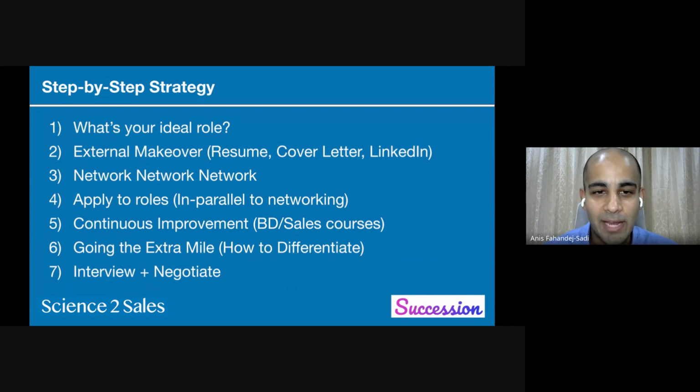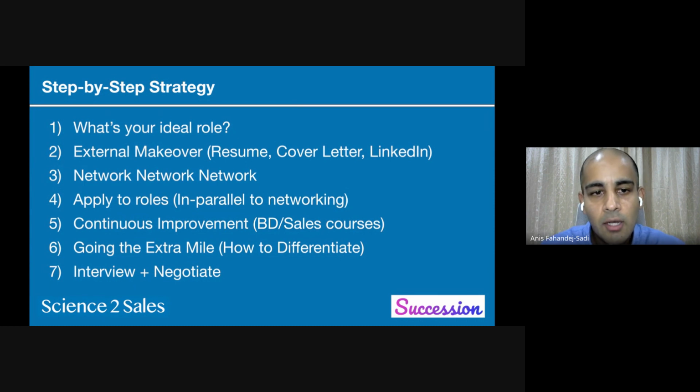Then we're going into the external makeover. So this is everything from resume, cover letter, as well as your LinkedIn. The last thing is network, and network, because this is the absolute key to getting this role. If you're looking at doing any career transition, not just this one, you have to network. Last part is actually applying to roles, which we don't cover explicitly, but that's part of the process.